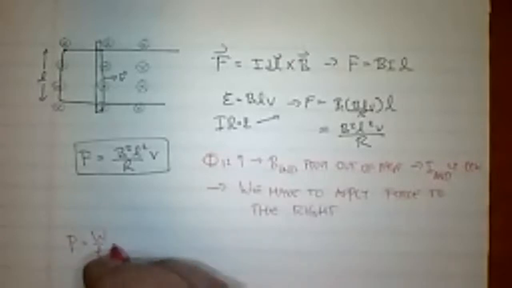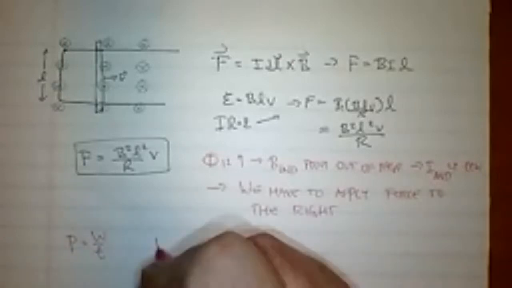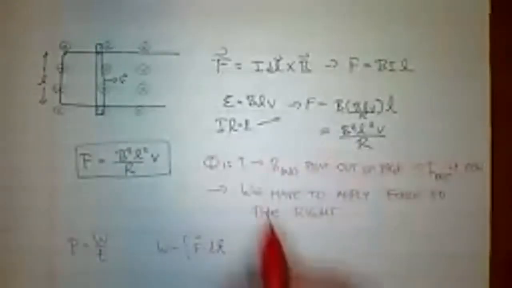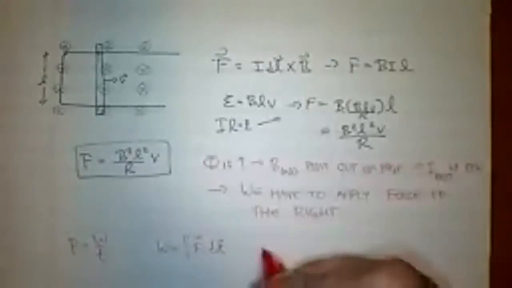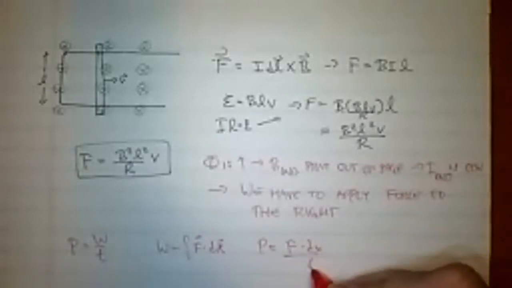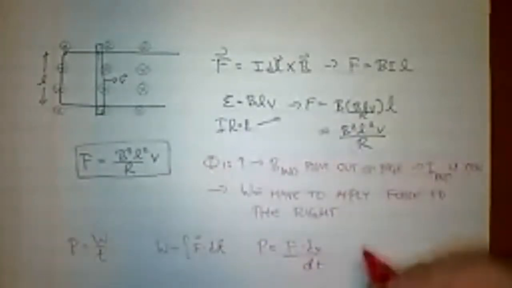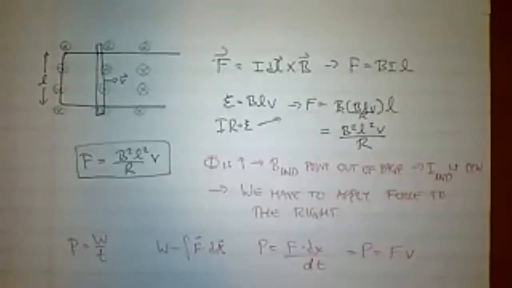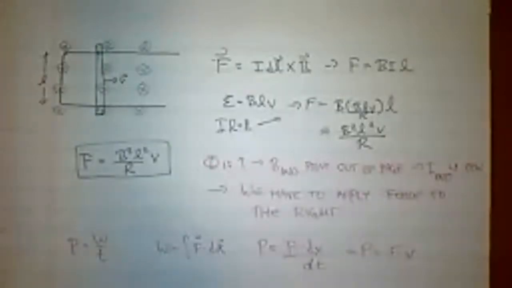That's the normal way we think about it. And work is equal to F dot dx. Remember, work equals the integral of F dot dx, right? Now this force is going to be that way and the displacement is going to be that way. So it's just F times the dx. So when you say power is equal to F dot dx over dt, you look at it in infinitesimal time, you'll see that power is equal to F times V. So we already found that the F is B squared L squared V over R. So the power is equal to B squared L squared V squared over R.